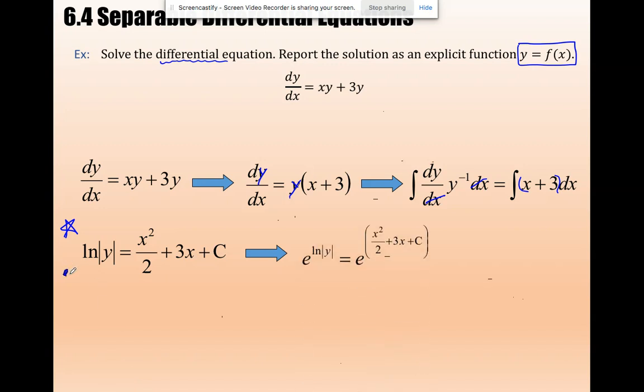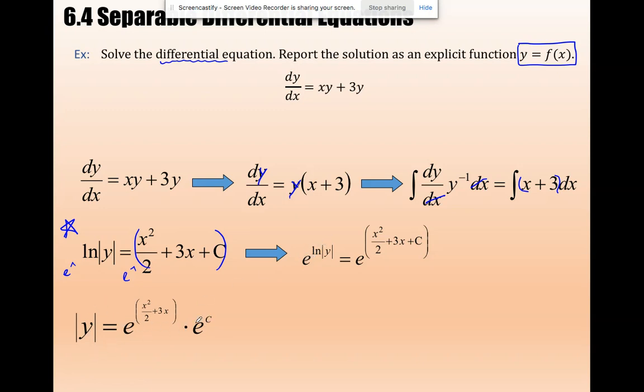So I raised both sides to the e to the, everybody, right? But look at what happens here. You took algebra 2 and you paid attention. Hello, inverses. They undo one another, right? E and ln undo one another. You are just left with the absolute value of y.